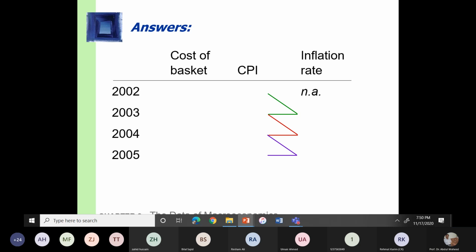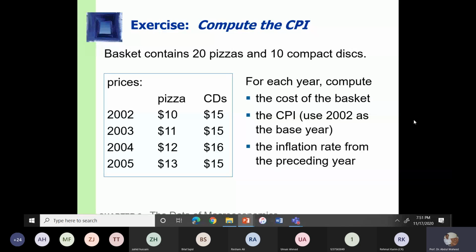So in the same way, if you want to calculate the inflation rate, you have to take the current period CPI. If you want to calculate the inflation rate for 2003, this is your current period, this is your previous period, divided by the previous period, multiplied by 100. Because in this question we have to calculate the inflation rate from the preceding year. We are not asking you to calculate the inflation rate from the base year.